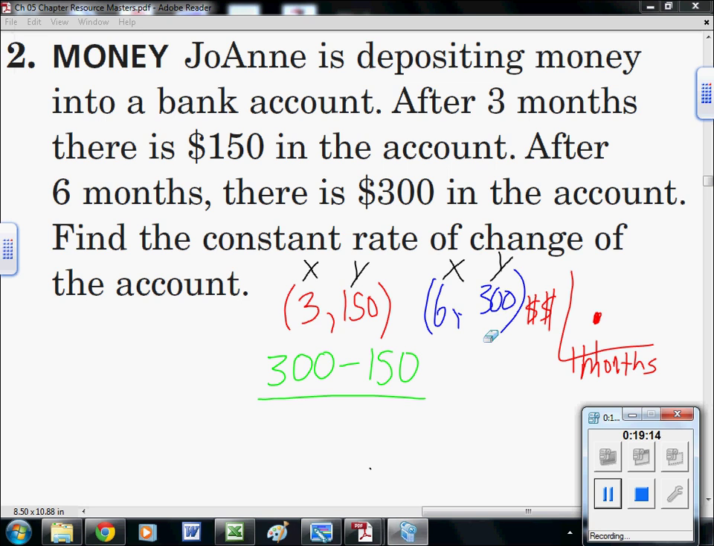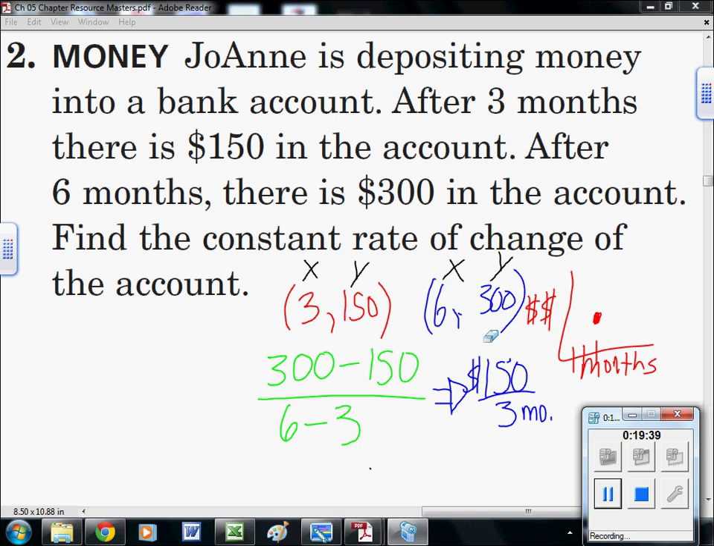Now in terms of months, it went from 3 months to 6 months. So subtract that, and that'll tell us how many months went by. So go ahead and do your calculations here. 300 minus 150, well that's 150. And then 6 minus 3, that's 3. So that means $150, I'll even put units of measure, $150 in 3 months.